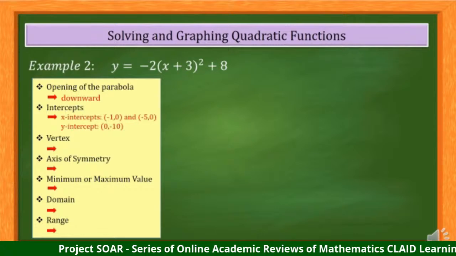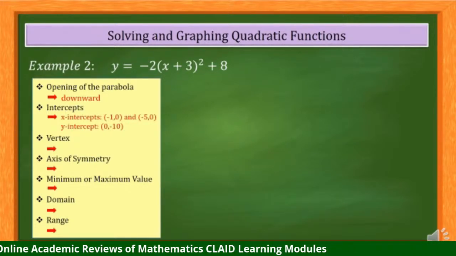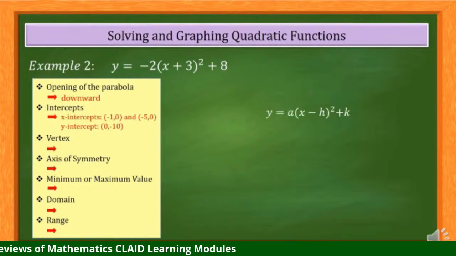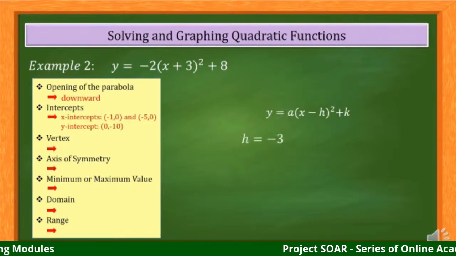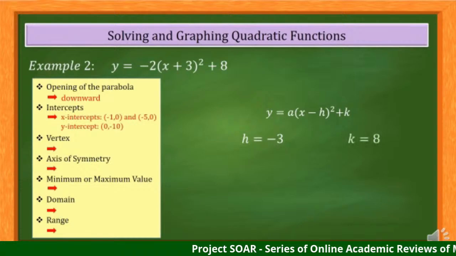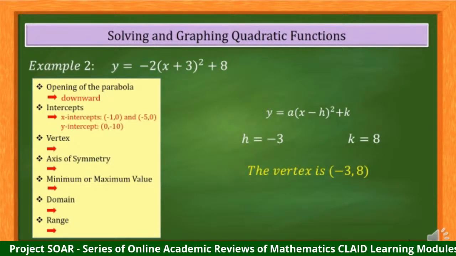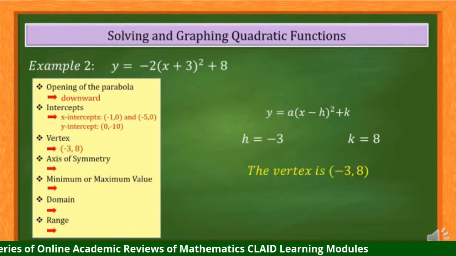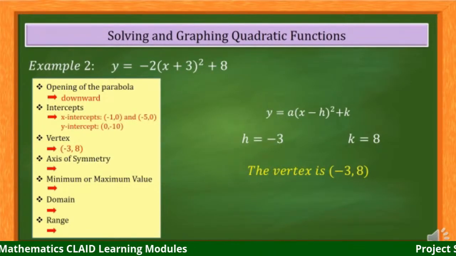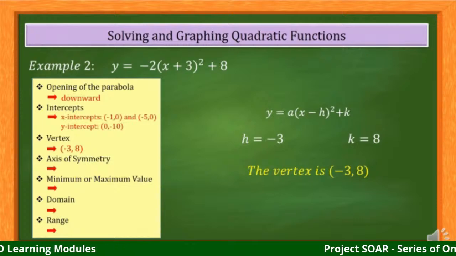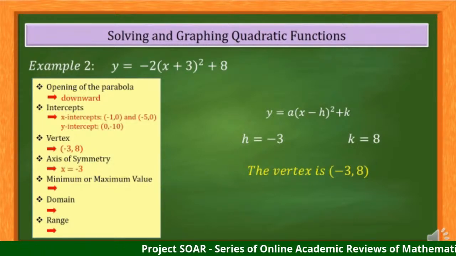The third one is vertex. Since yung given equation na natin is naka-vertex form, mas madali na nating ma-identify yung value ng h at ng k. So for h, we have negative 3 and k equals 8. So the vertex is point negative 3, 8. How about the axis of symmetry? Ang axis of symmetry is x is equal to h. So we have x equals negative 3.